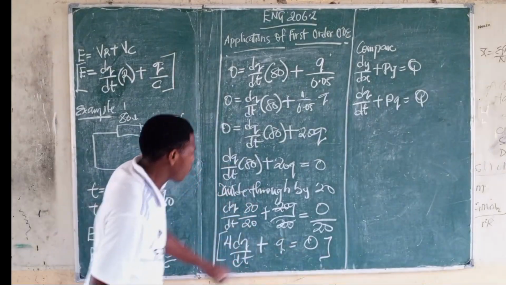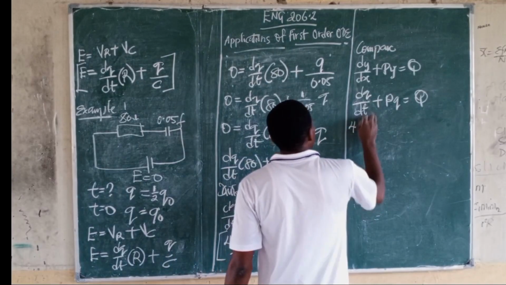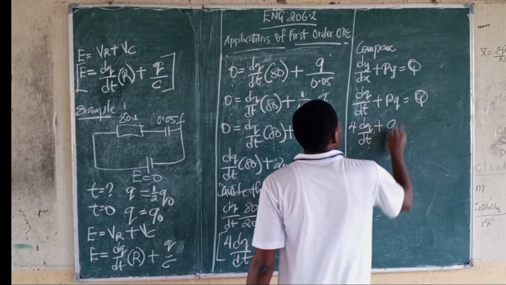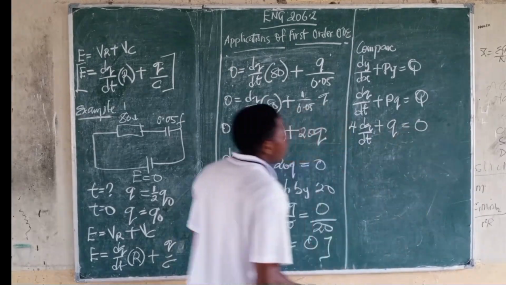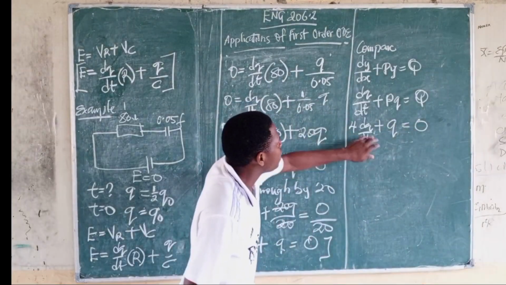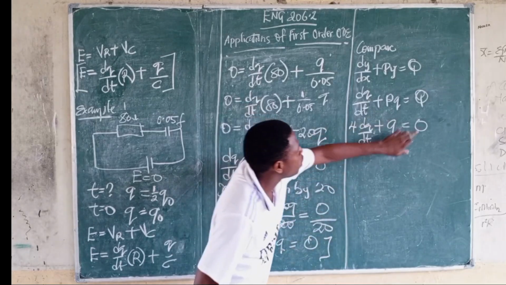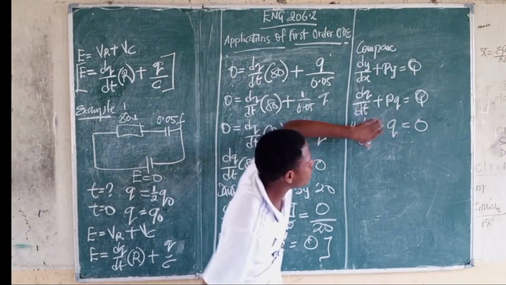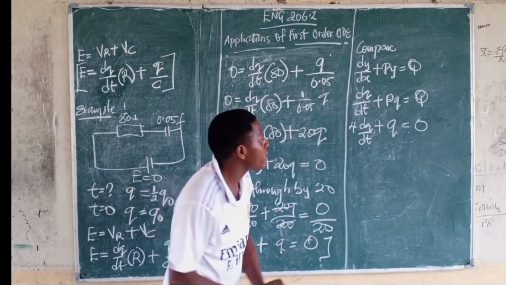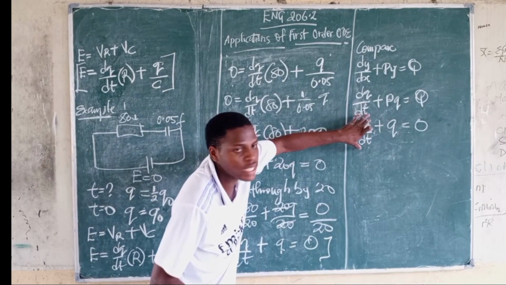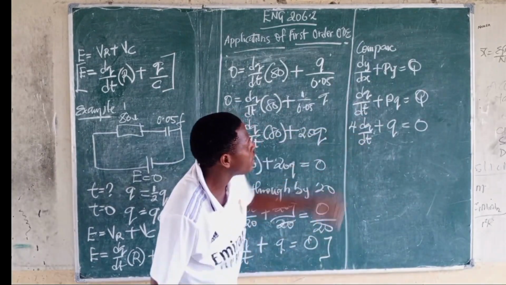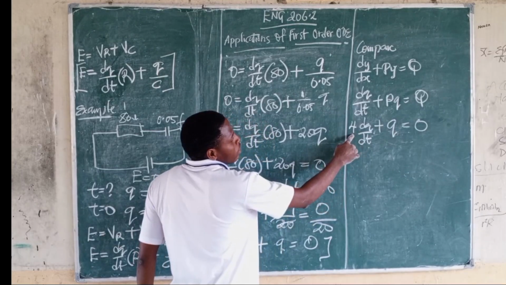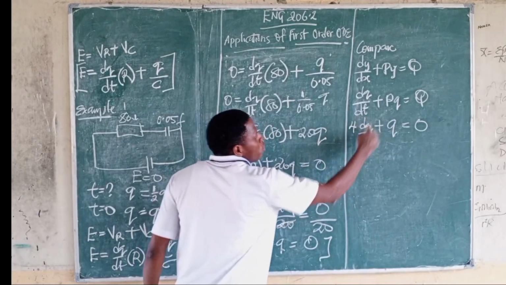Now, if we rewrite what we have here, we simply have P dq over dt plus q equal to 0. What are we comparing? We are comparing this and this. But if you look at this equation, it is not in order, so we can simplify this before we compare. When I say simplifying, we want to make dq over dt stand alone. To do that, we divide 2 by the 4 you have here. So if you divide 2 by 4, dq over dt is standing alone.